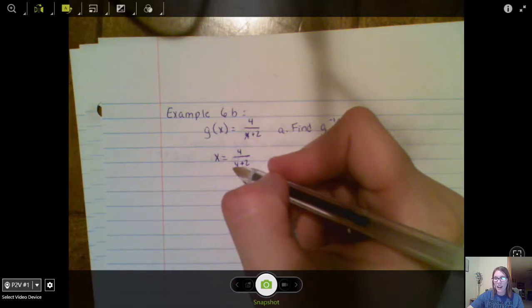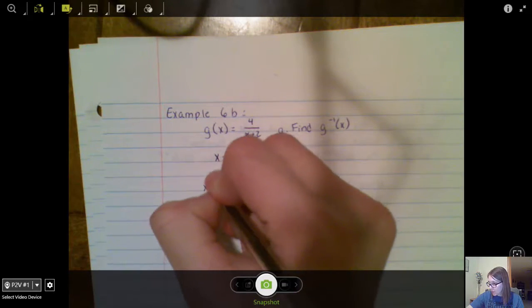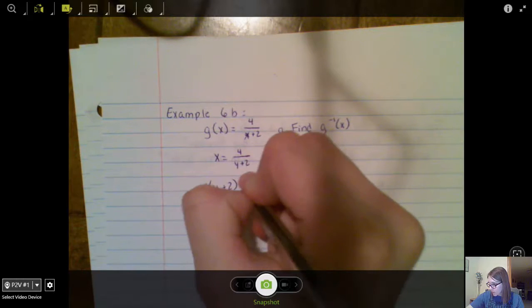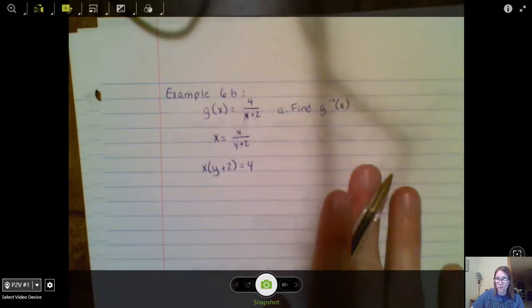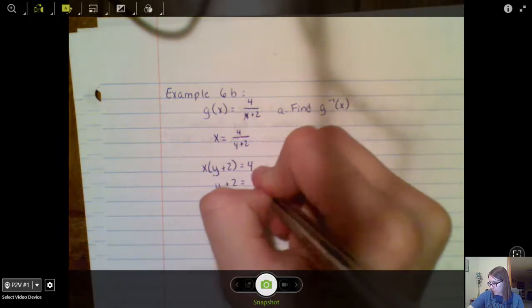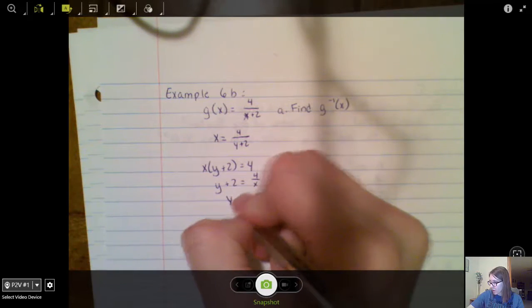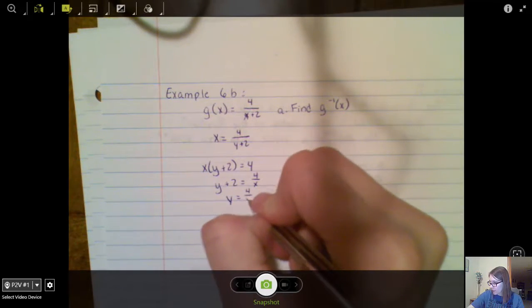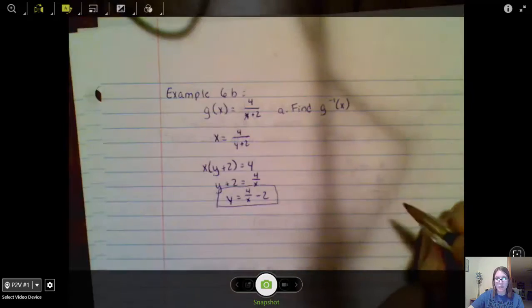And I don't like that I have this fraction here. Multiply both sides by y plus 2. Divide by x. And then subtract 2 from both sides. So 4 over x minus 2 is my inverse.